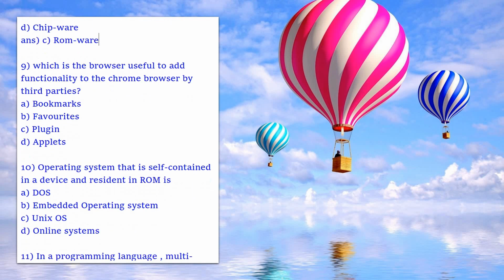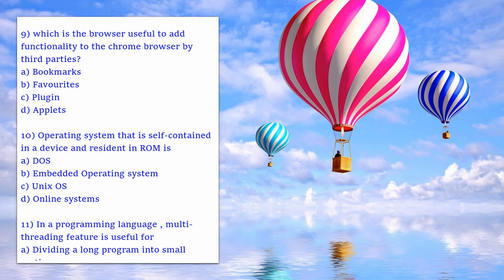So the next question, the ninth question, which is the browser which is useful to add functionality to the Chrome browser by third parties. Option A is bookmarks, option B favorites, option C plugin as well as option D applets. You cannot use applets or plugin. Here they asked which of the browser is useful. Chrome extension is one example where the browser is useful to add functionality to Chrome by third parties.